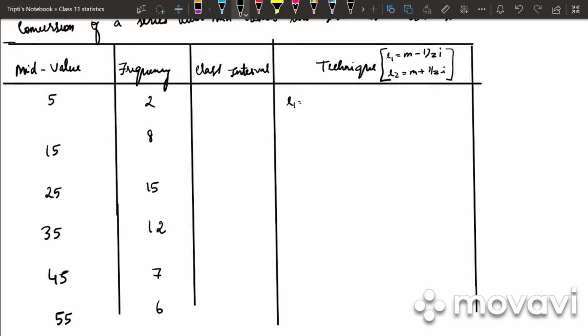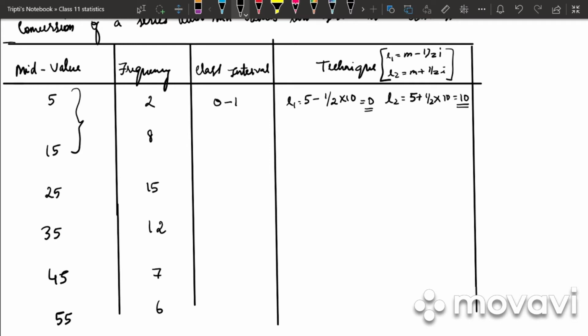What is m? M is mid value. So here the mid value is 5. 5 minus half I. What is I? I is the difference between mid values. That is 15 minus 5, it is 10, so half into 10. So it is 5 minus 5, which gives us 0. Then we have L2: 5 plus half into 10. So it is 5 plus 5, that is 10.